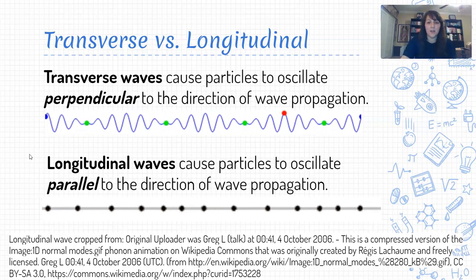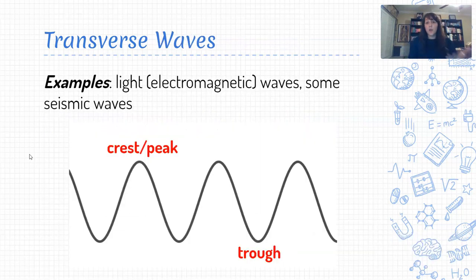All right, now a little bit more about each of those types of waves. So transverse waves, again, are those nice, classic sine waves. Light waves fall into this category. Light waves are transverse waves. Some seismic waves are also transverse as well. And if we look at some of the defining features of this wave, we see places where we reach a high point, we call that a crest or a peak, and then the lowest point, which we call the trough. So with transverse waves, we have these alternating crest or peak, trough, crest, trough, and so on and so forth.